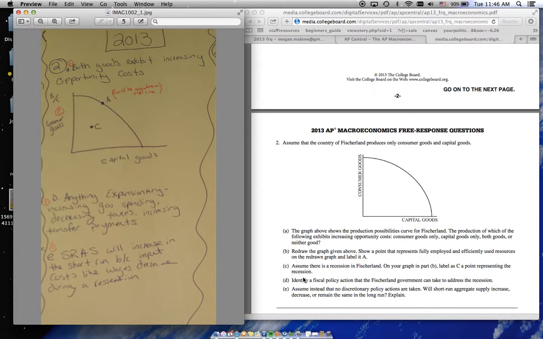Identify a fiscal policy that the Fisherland government could take to address the recession. So they could do anything expansionary. And here the only trick is make sure that you hit fiscal policy and not monetary policy. So anything in terms of increasing government spending, decreasing taxes, increasing transfer payments, just pick one of those. That's all you needed to say.